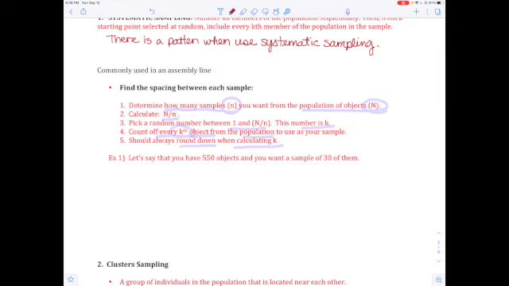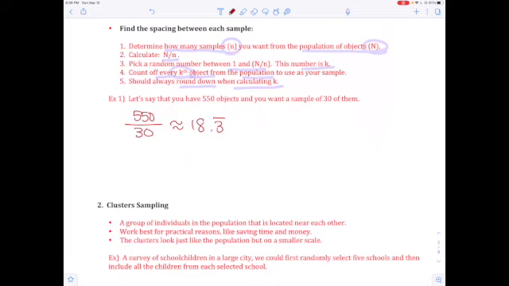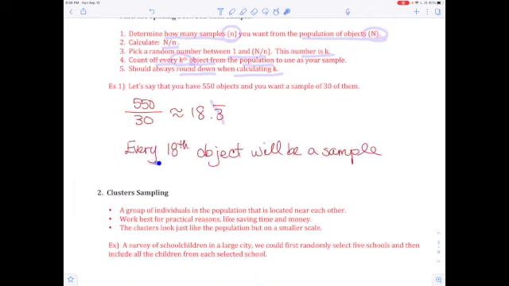We are going to take the big N, which is 550, divide by 30, and the answer is going to come out to be 18.3 repeating. Because it's a 0.3, we are going to drop that because you are not going to have enough spacing to cover the last set of samples. So every 18th object will be a sample.